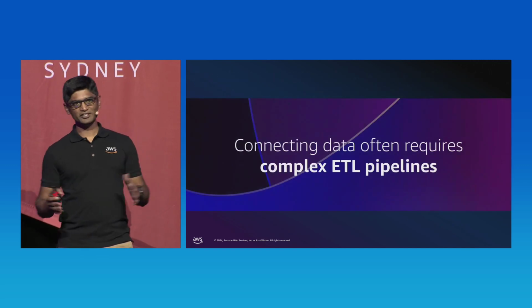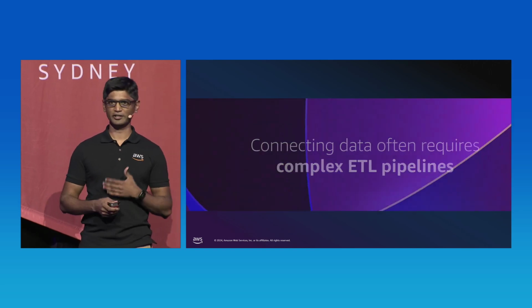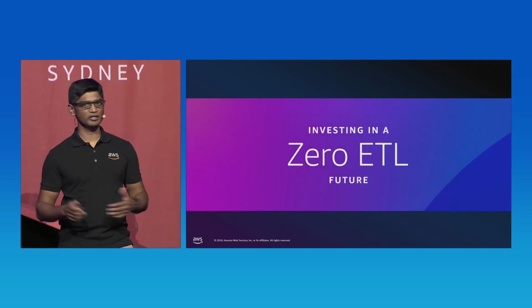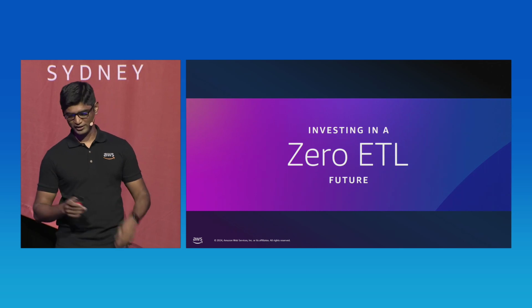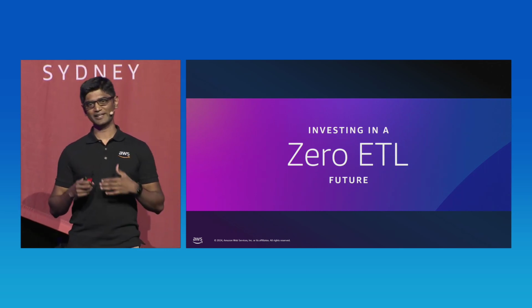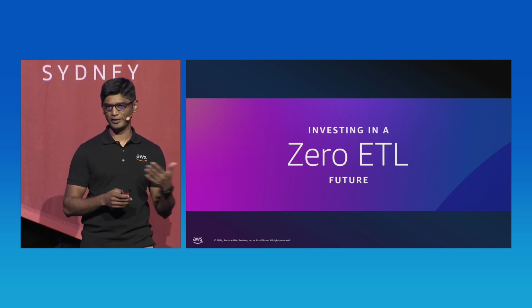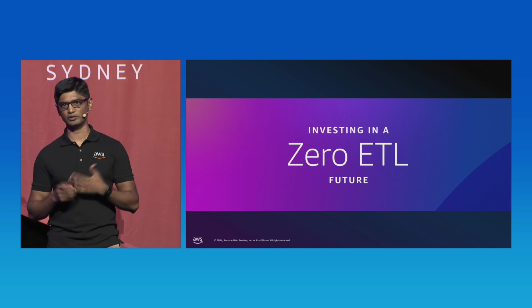As you know, building these ETL pipelines often requires a complex architecture. You need to spend a lot of effort and a lot of time monitoring and managing it. That's why AWS is investing in the zero ETL features, where we want to make it simpler for our customers to move their operational data from an operational data store to an analytics data store, to Redshift.